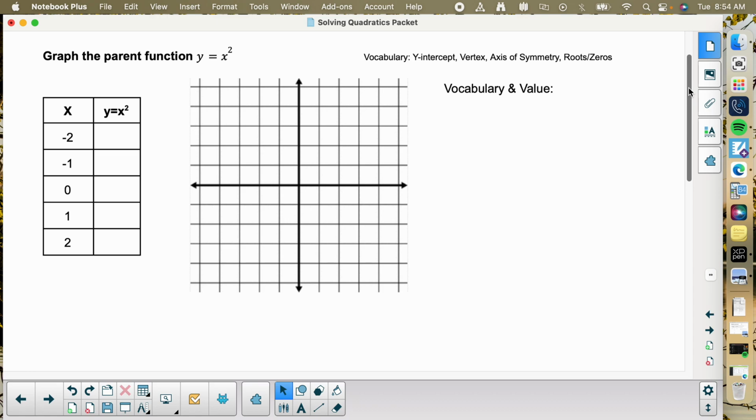So our goal here is to graph y equals x squared. We're gonna do that with a table. Do you remember how to fill out a table? We definitely have done it this year, but it's been a while. Let's pick the easiest number, 0. What do we do with that 0?